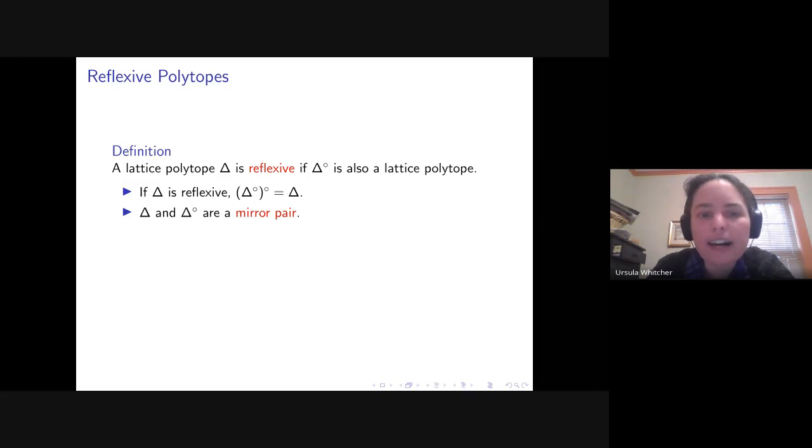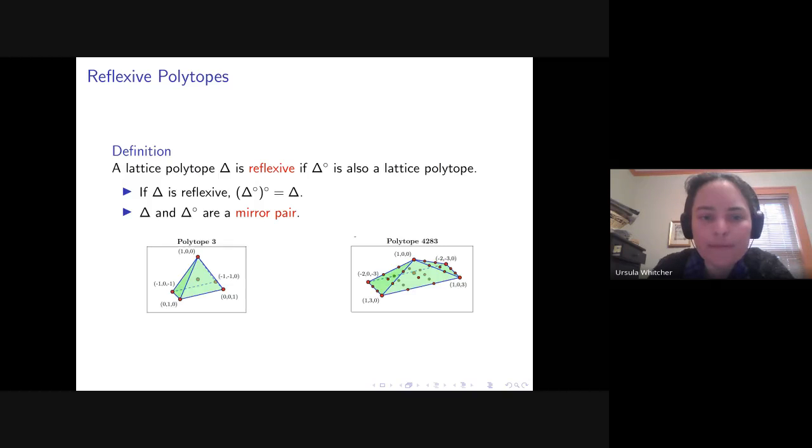We're going to say that a lattice polytope is reflexive if this new polar polytope is also a lattice polytope. This is a dual kind of relationship in the sense that if you take the polar of the polar, you get back where you started. And we can say that these two polytopes are a mirror pair of polytopes. So here's an example. We've got a square pyramid here, and then when we take the polar, we get a reflexive polytope that has lots more lattice points in it.